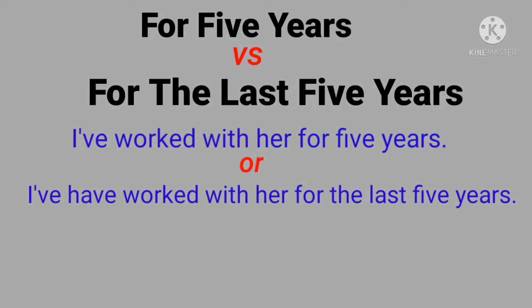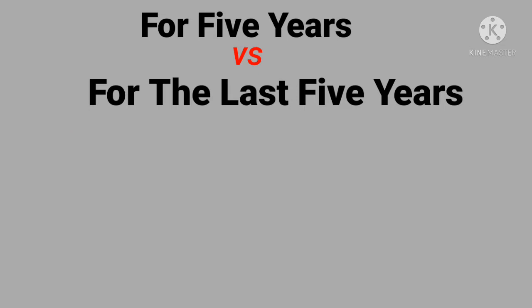5 years. They could mean different things. When we say "for the last 5 years", it means I started working 5 years ago and I still work. But when I say "I have worked with her for 5 years", it could mean that I do not work with her now. In the past, I worked with her for 5 years.